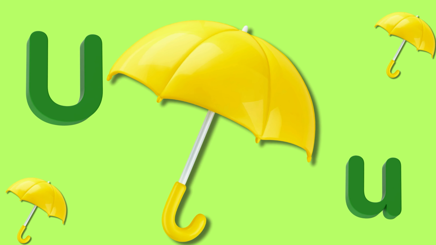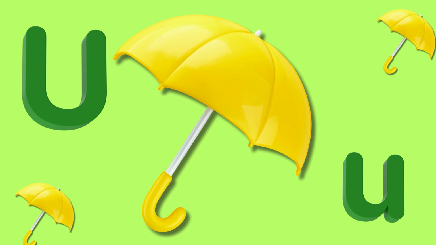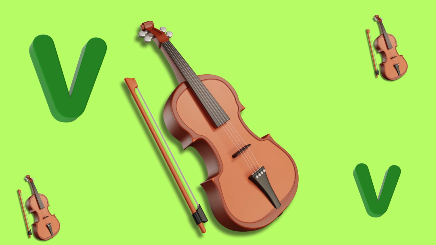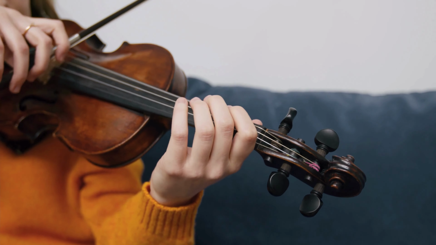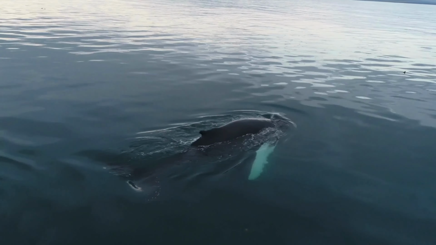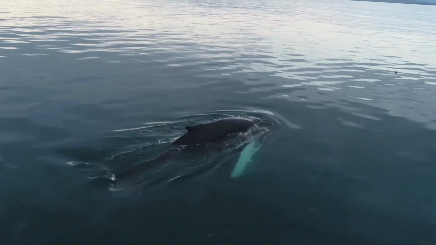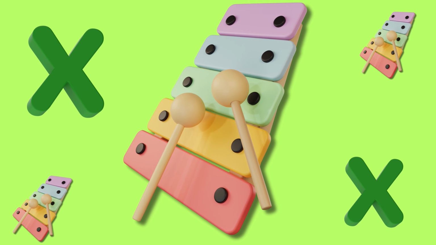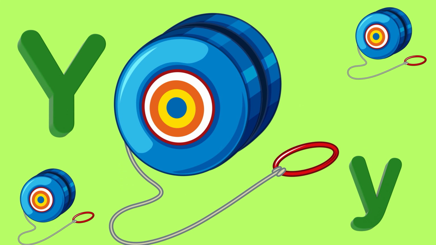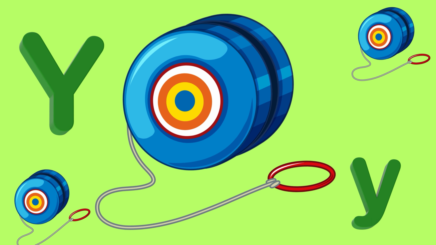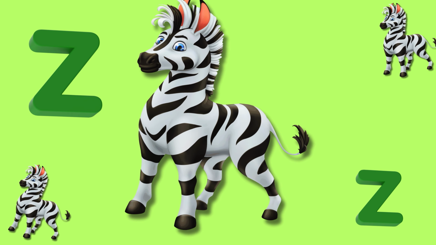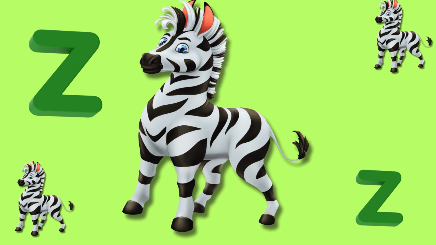U is for umbrella. A, a, a, a, umbrella. V is for violin. V, v, v, v, violin. W is for whale. V, v, v, v, whale. X is for xylophone. Z, z, z, z, xylophone. Y is for yo-yo. U, u, u, u, yo-yo. Z is for zebra. Z, z, z, z, zebra.